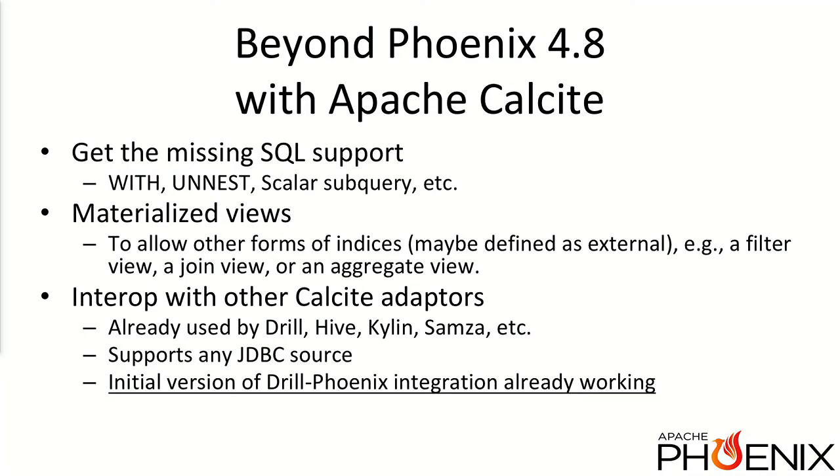Next is materialized views. We all know that Phoenix already has secondary indexes, but Calcite has made it possible to support different forms of so-called indexes, like a filtered view, an aggregated view, or even a join view. Last but not least is the interop between Phoenix and all other Calcite adapters, such as Hive, Kylin, JDBC sources, or anything that works with Calcite. In fact, we have implemented an initial version of Phoenix and Drill integration, which we call Drillix. I'll give you more details in another slide shortly.